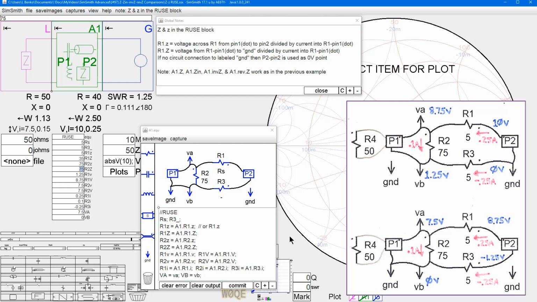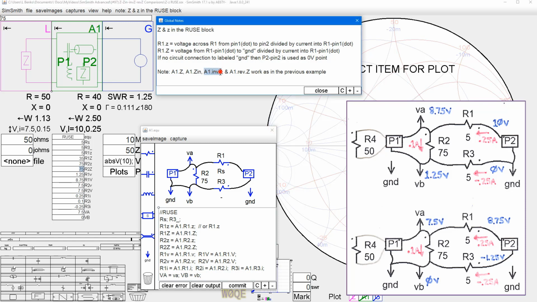But nevertheless, these are some features of SimSmith that in certain applications are quite useful. And the invZ feature I'm going to feature prominently here in a few upcoming videos where I'm going to talk about different antenna matching networks and what ranges they match and those types of things.